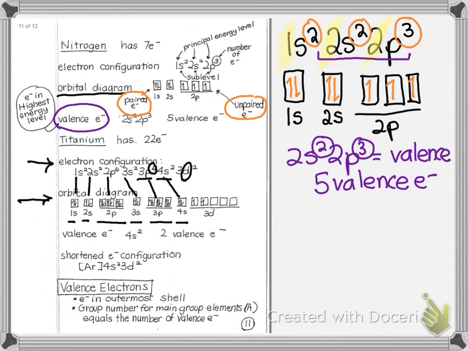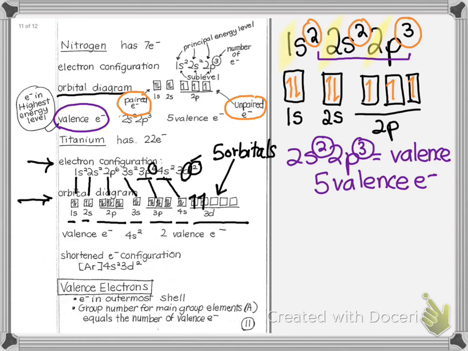And then the D's remember have 5 orbitals. So a D has 5 orbitals, so that means 5 boxes. We talked about that in the previous video. So there's 5 boxes, but there's only 2 electrons, because you only have 2 electrons to make titanium.